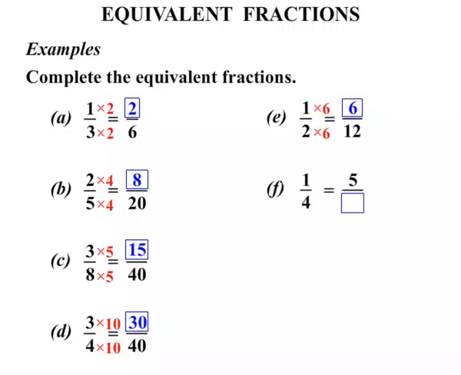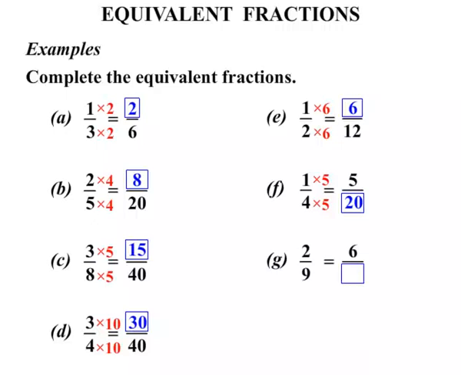The next one's a little bit different, because this time we know both top numbers, we know both numerators. So we're going to be working with the numerators. Looking at the top, we've turned the 1 to a 5. How do we do that? We do that by timesing by 5. So if we times the top by 5, we must times the bottom by 5 as well. So 4 times 5 is 20.